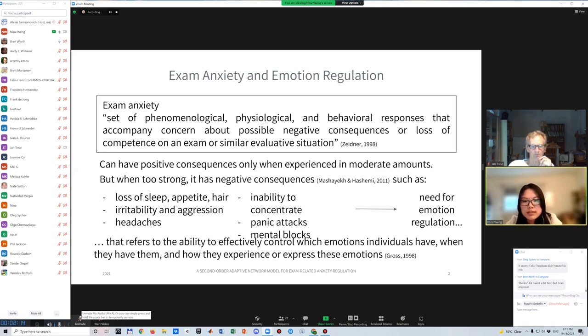So the solution that the literature stressed for this sort of problem is employing emotion regulation strategies, which are, as their name indicates, the strategies or even abilities to effectively control what emotions we experience and when and how we express them.